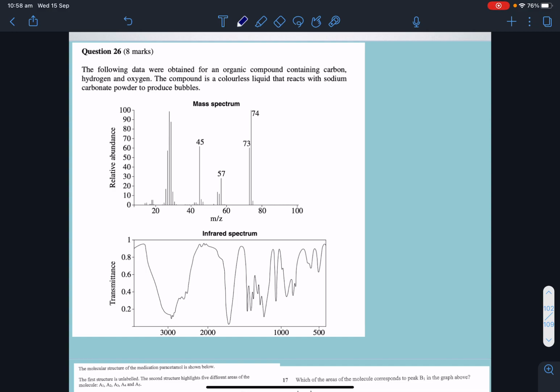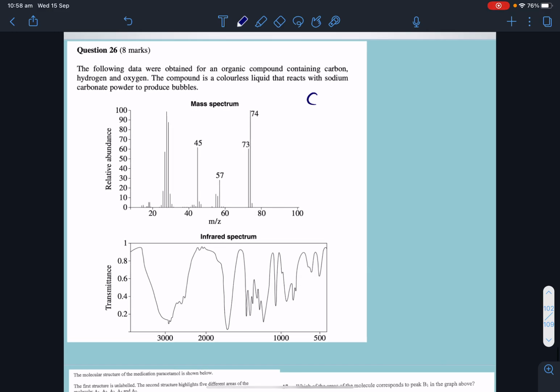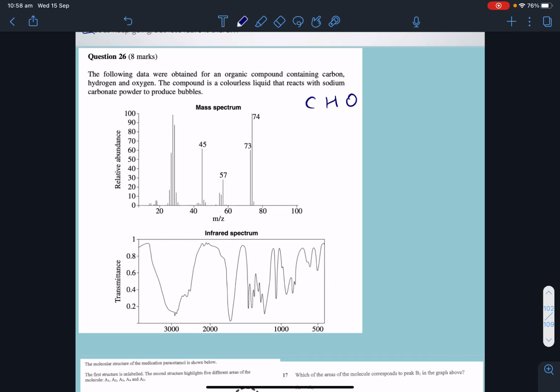The following data were obtained for an organic compound. It has carbon, hydrogen, and oxygen. Okay, it's got those 3 in there. It's giving you some more information. The compound is a colorless liquid. Most organics are. That's not really helping. And it reacts with sodium carbonate powder to produce bubbles. That is a huge clue.